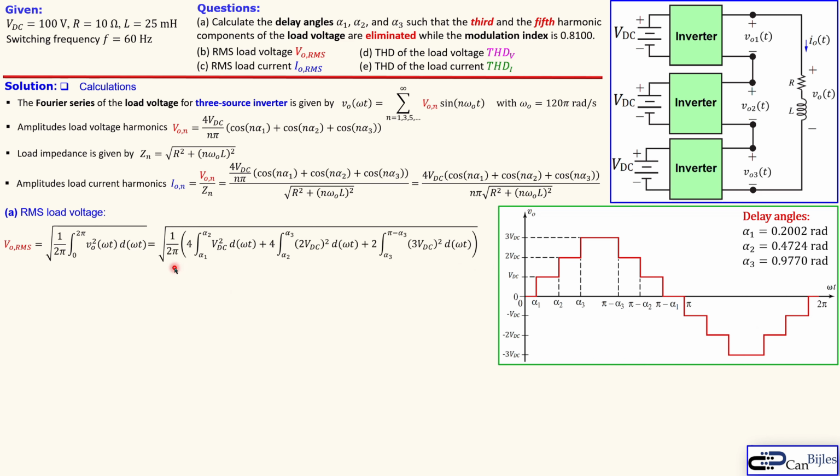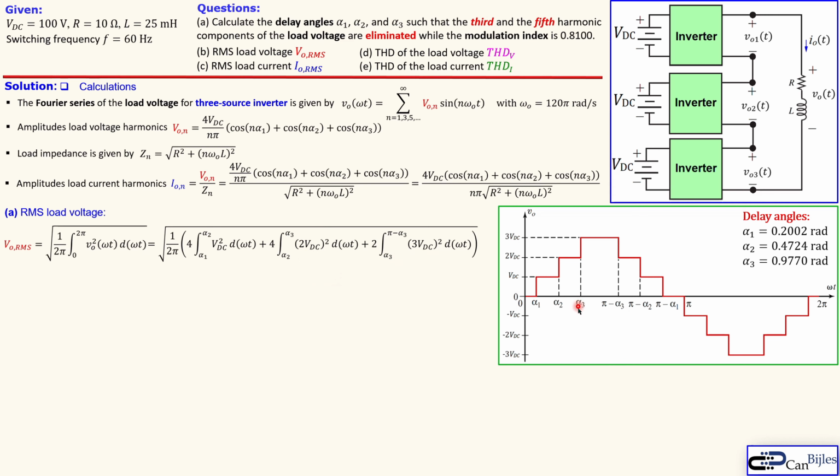So I will show you why I have done this like so. So 1 over 2 pi is in front. And now divide this integral not from 0 to 2 pi, but going from alpha 1 to alpha 2. But I know that it will be then 4 times. And then the value will be VDC, so I need to square that. But I see from alpha 2 to alpha 3, I see this will be here. This will be here, so 1, 2, and this will be also here in the negative part and also here. So I have again 4 times, but then the amplitude will be not VDC, but 2 times VDC. So I need to square that 2 times VDC.